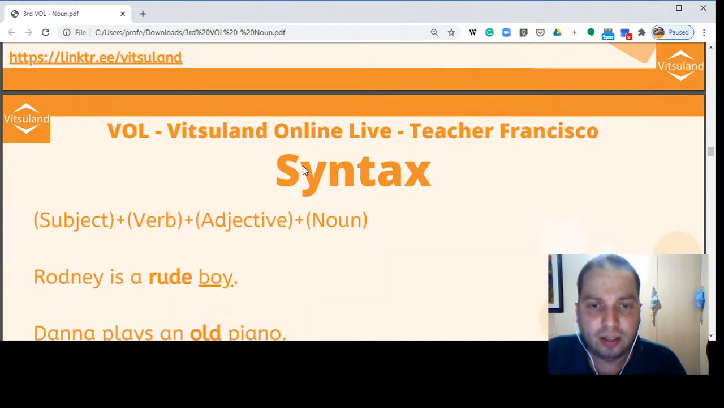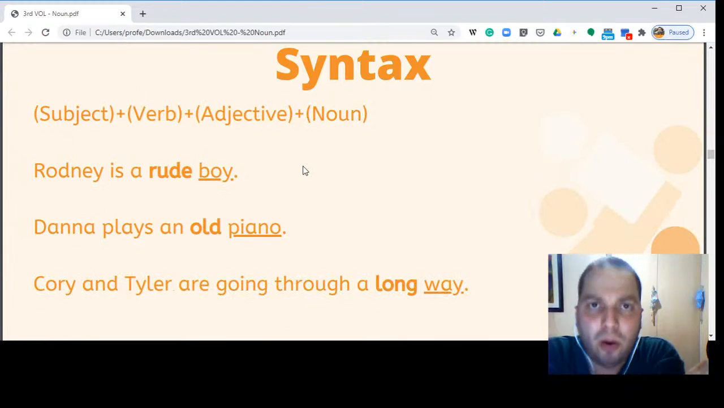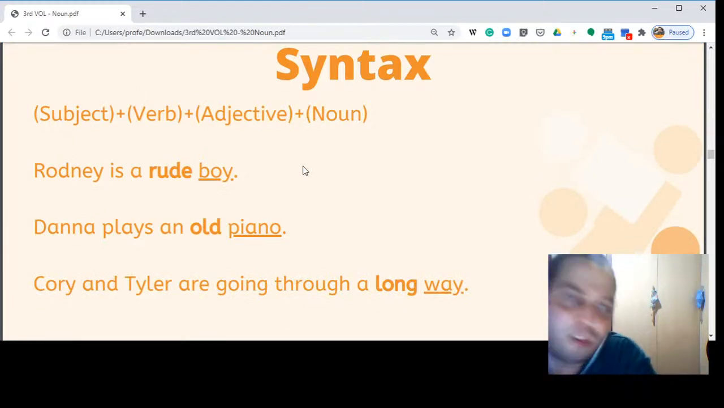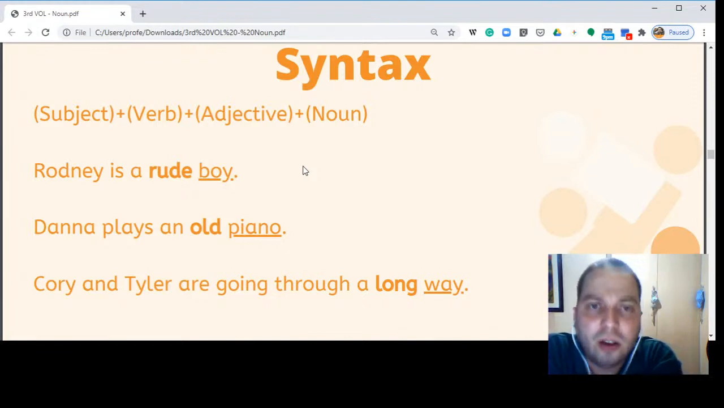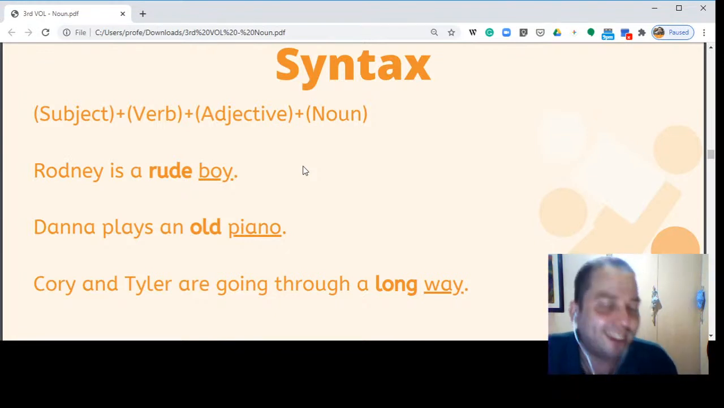So that's it. In syntax, what's the syntax? Remember last week I exposed you to the syntax? Last week I just copied and pasted the same slide because we are talking about the same language. We are still talking about English, okay? So when I talk about syntax, remember that we have subject, verb, adjective and noun. So that's the idea, okay?